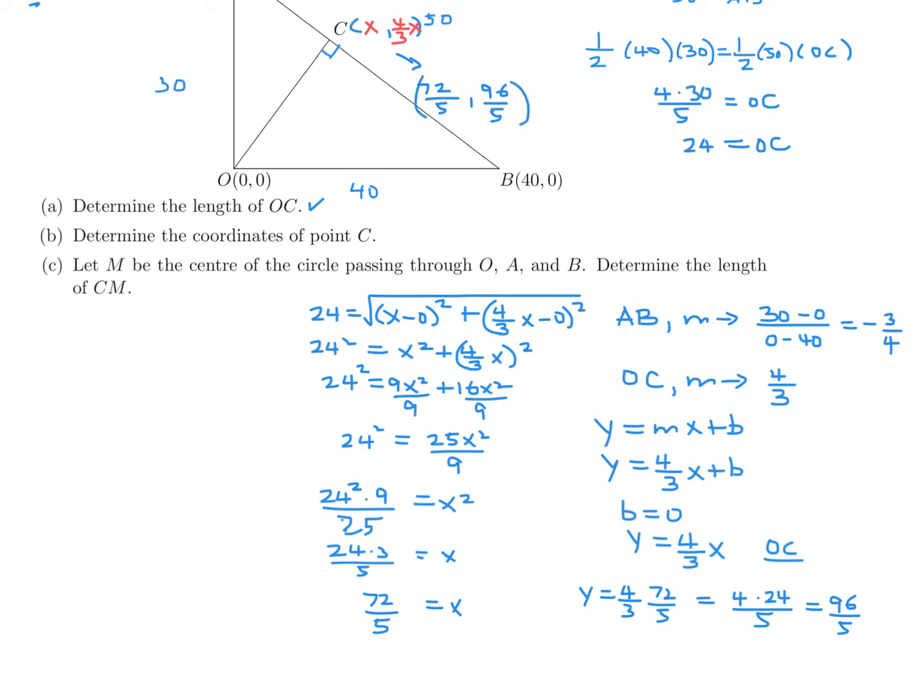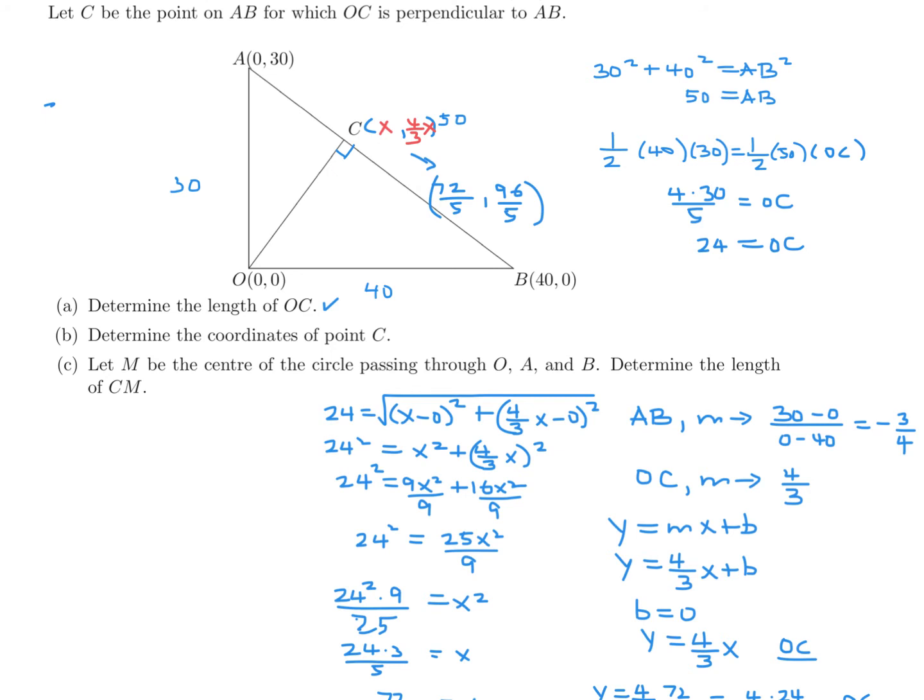Part C: let M be the center of the circle that passes through O, A, B. Determine the length of CM. All right, so what they're saying is that there's some circle that passes through like that. And they want you to find the length from C to M, where M is the center. So I guess M is right here.